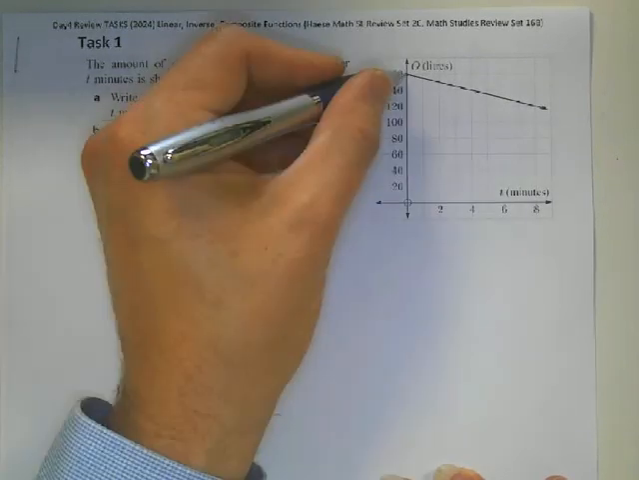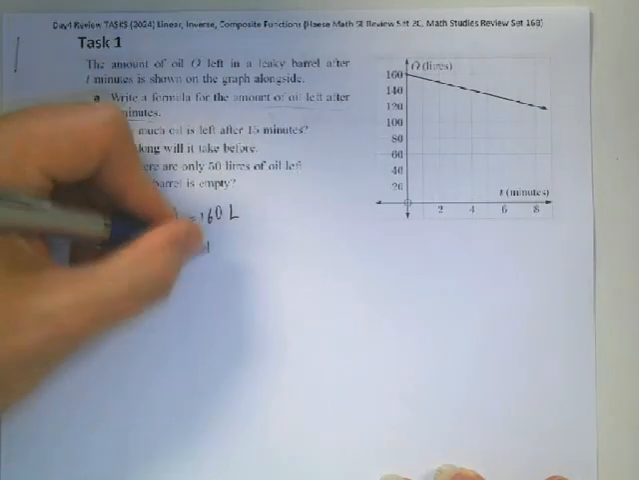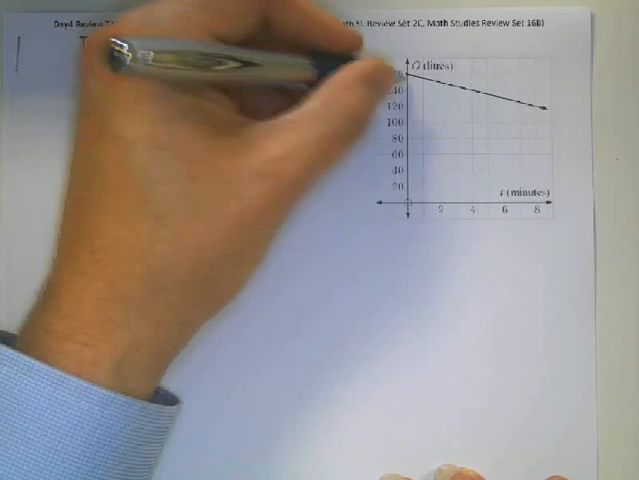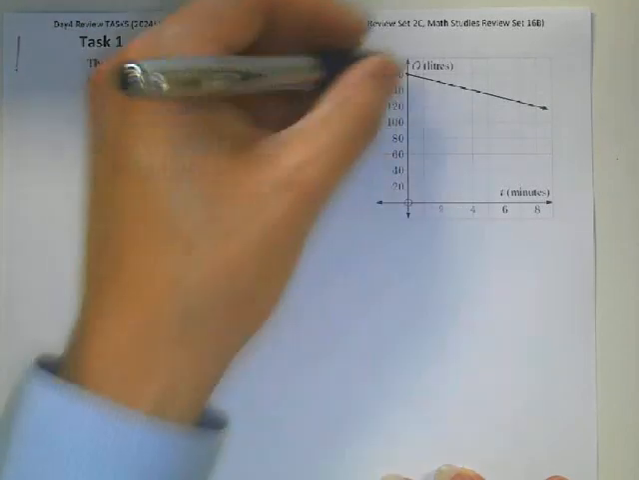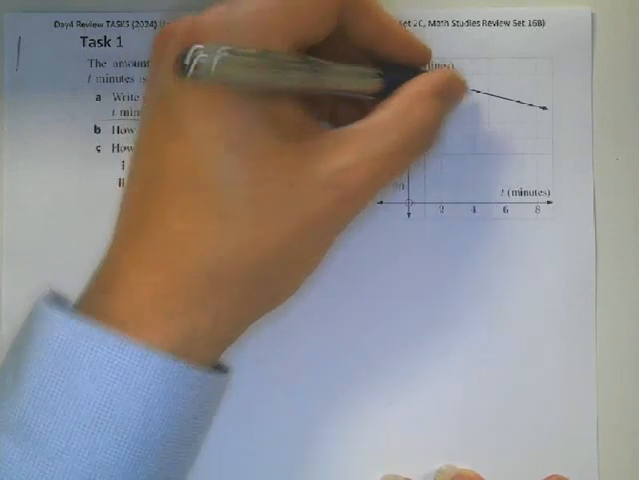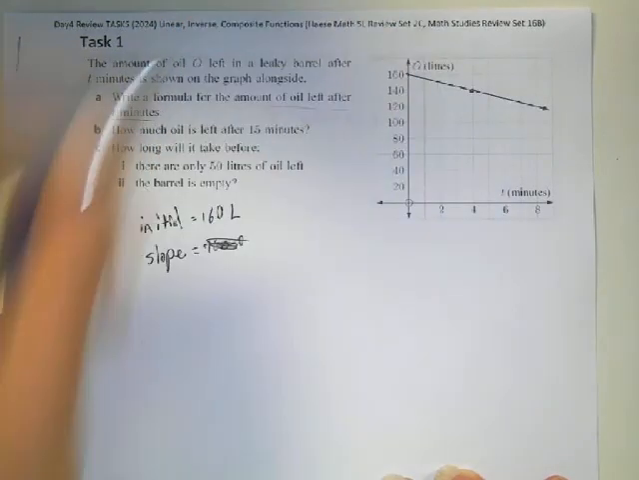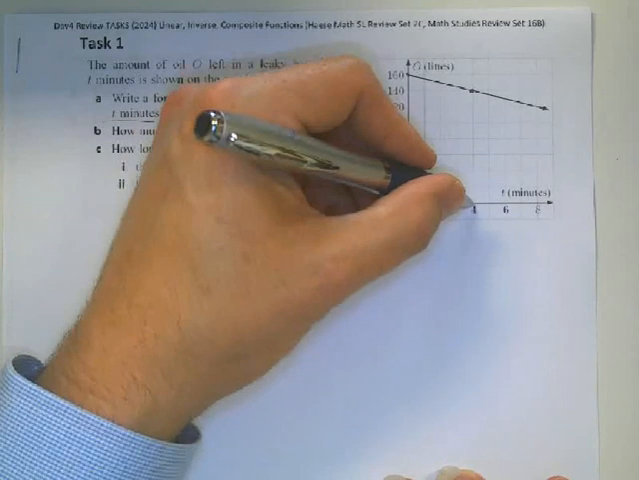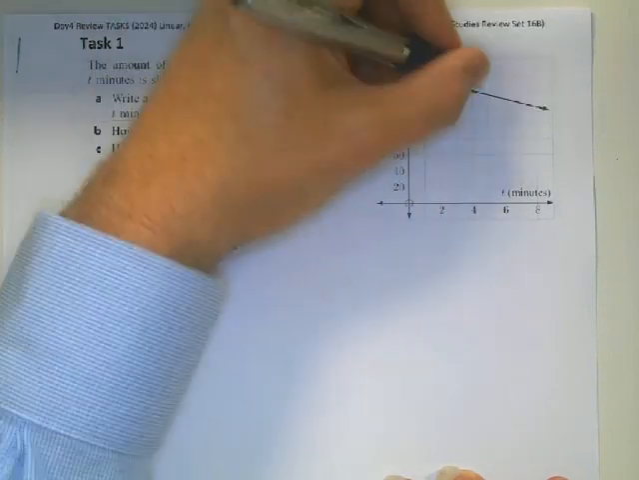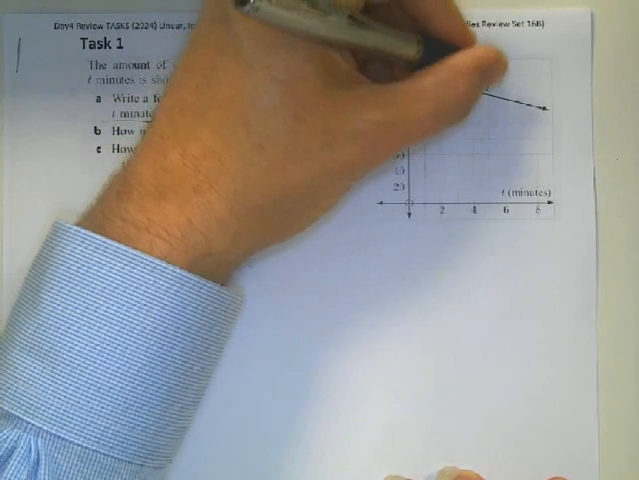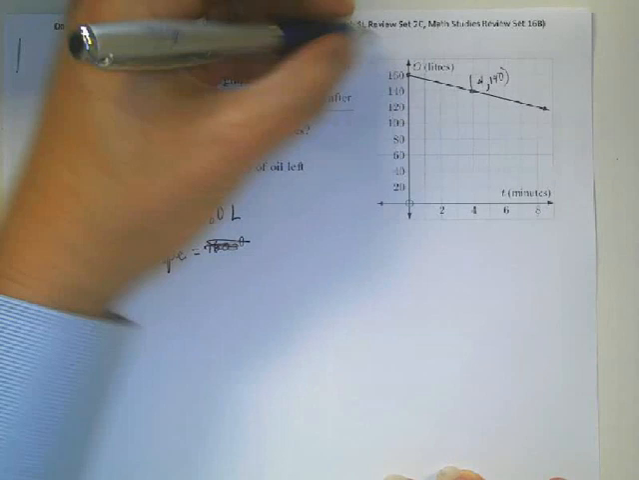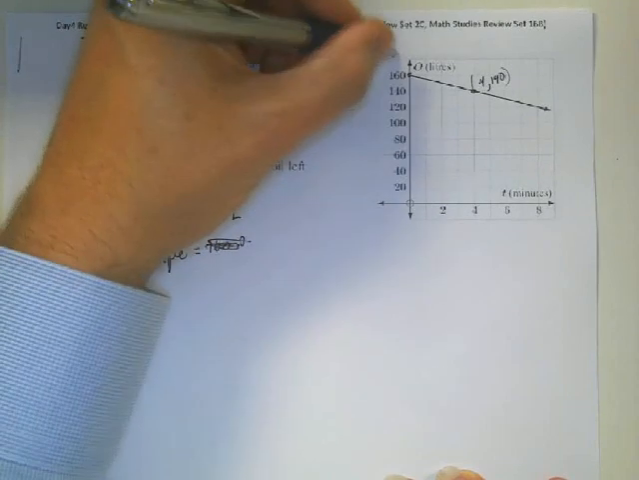So we can do 160 minus 0. No. Okay, that doesn't make any sense. Let's pick another point. Here we've got a point right there. That point is 4 comma 140. This point right here is 0 comma 160.